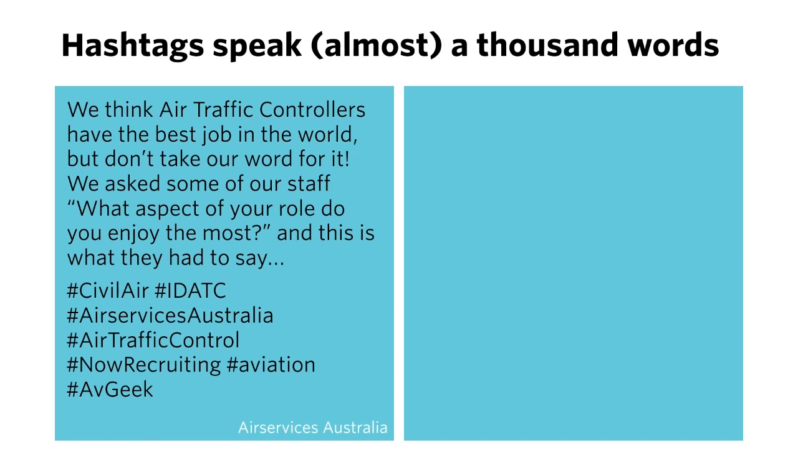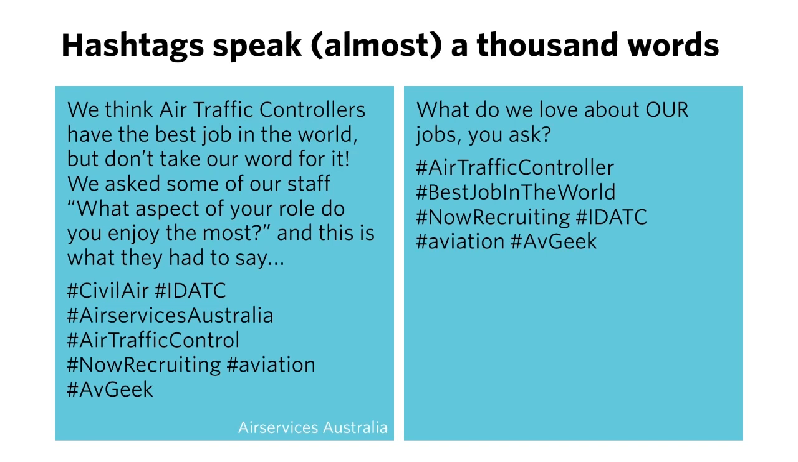But if I was to do this post, I would probably write this instead. Right? You take the sentence, you set up the video, and then everything else you wanted to say, all the topic names and everything else, is a hashtag. So hashtag air traffic controller, hashtag best job in the world. You don't need to have all the fluffy text that describes that. You have one single punchy sentence at the beginning. You know, what do we love about our jobs, you ask, and then you watch the video. So that is super useful.